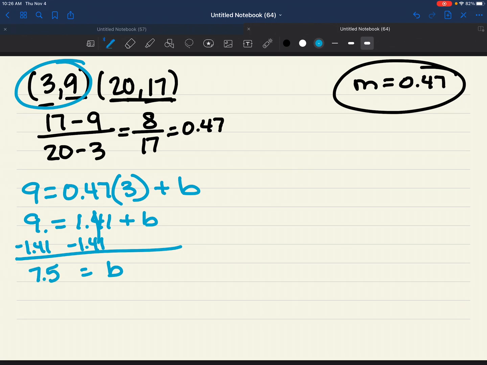7.59. Okay? All right. Do I now have the two things I need to write my equation? Okay. What is my equation in slope-intercept form?